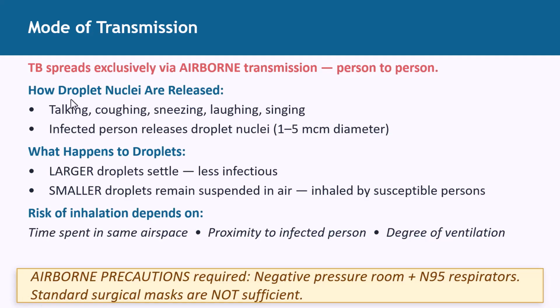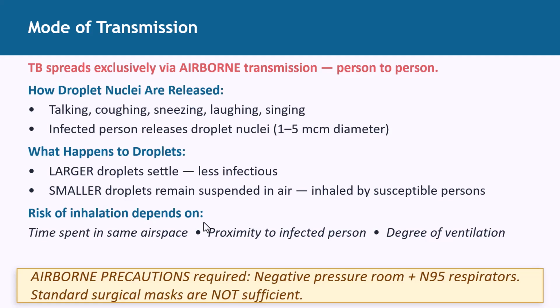Here is what happens. When a person with active pulmonary TB talks, coughs, sneezes, laughs, or sings, they release tiny particles called droplet nuclei into the air. These droplet nuclei are extremely small, typically between 1 and 5 micrometers in diameter. Now here is an important distinction. Larger respiratory droplets fall quickly on the ground. Gravity takes them down within a few feet of the source. But smaller droplet nuclei remain suspended in the air for extended periods of time. They can float across a room and be inhaled by a susceptible person standing on the other side.